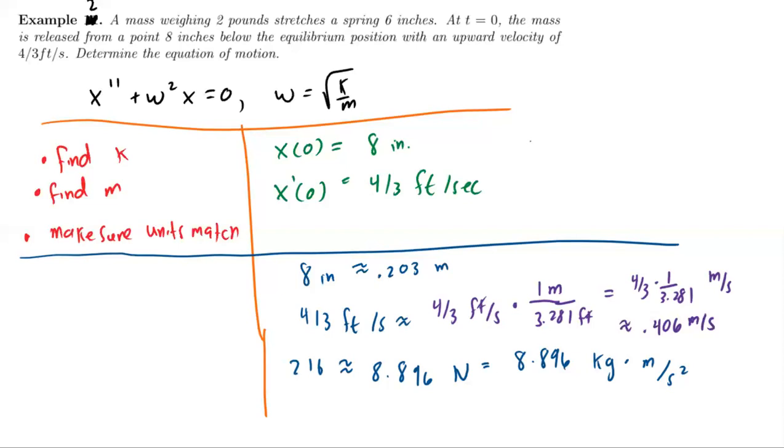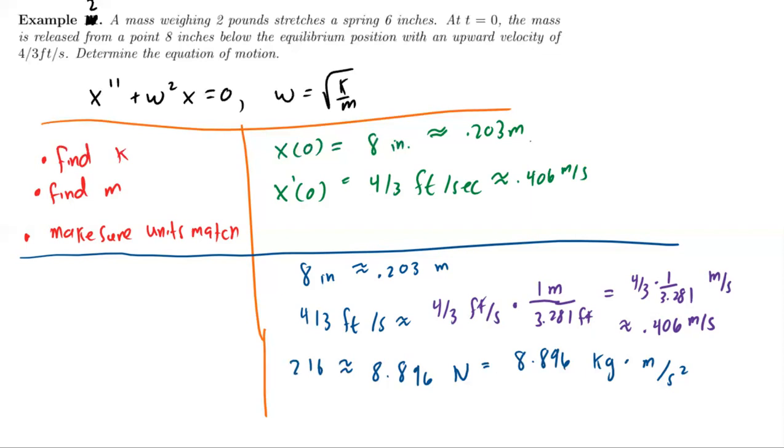Okay, so now let me write the initial conditions first in terms of these new values. Again, 8 inches is 0.203 meters. 4/3 feet per second is 0.406 meters per second. Now, let's find K. How do we find K?